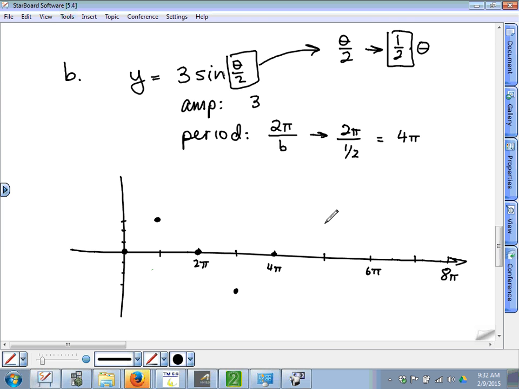Then the cycle repeats. Goes up to 3, down to negative 3, back up to 0. So you just gotta graph it as carefully as you can. Easy peasy, right?